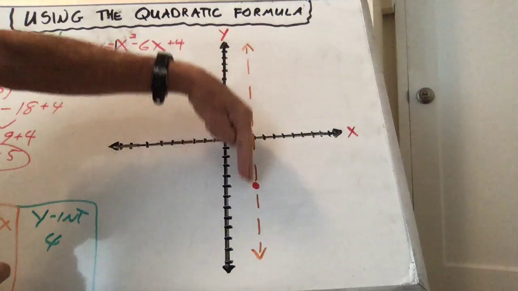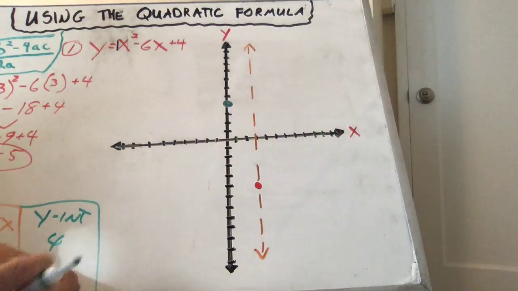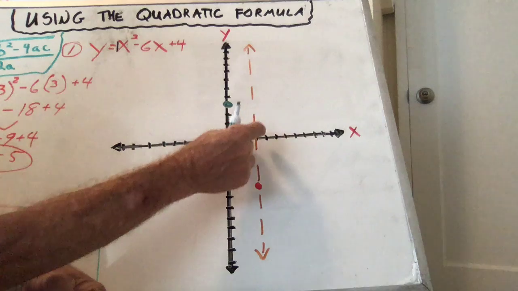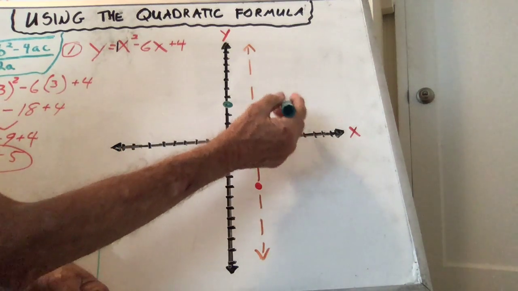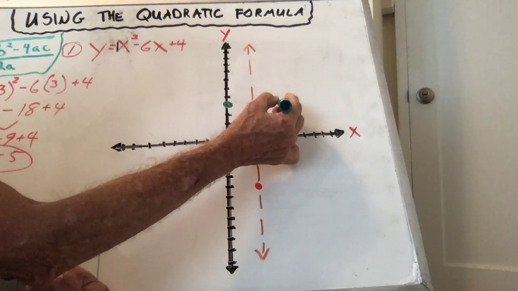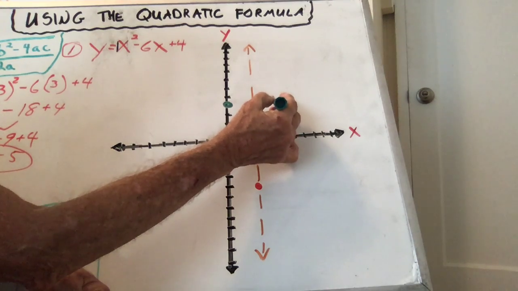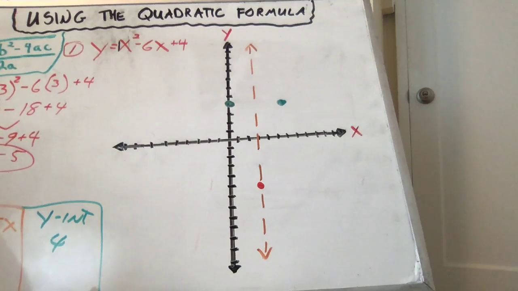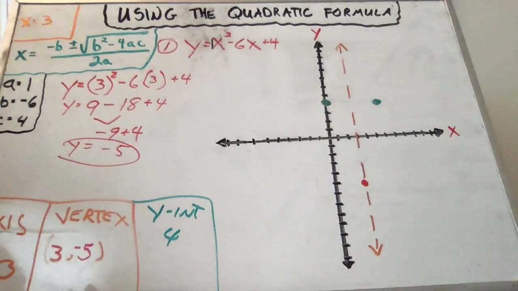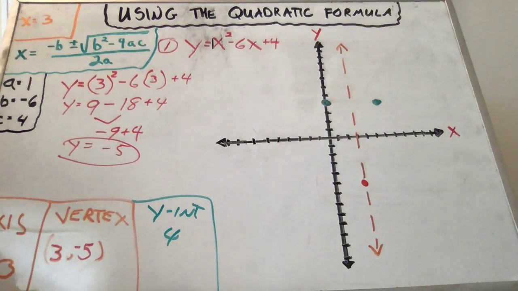Since this is the symmetry line, it's balanced. So if there's something 3 units away here, there's something straight across from it, also 3 units away. Okay, we're doing great. So that kind of is almost enough to make a graph, but we want to go further. We're going to actually solve this, find the zeros.